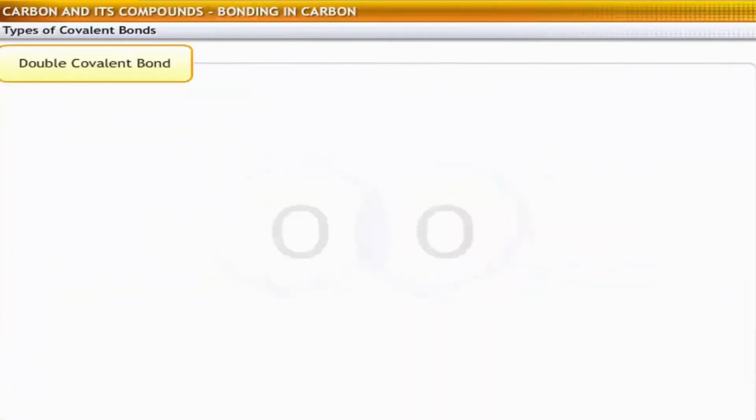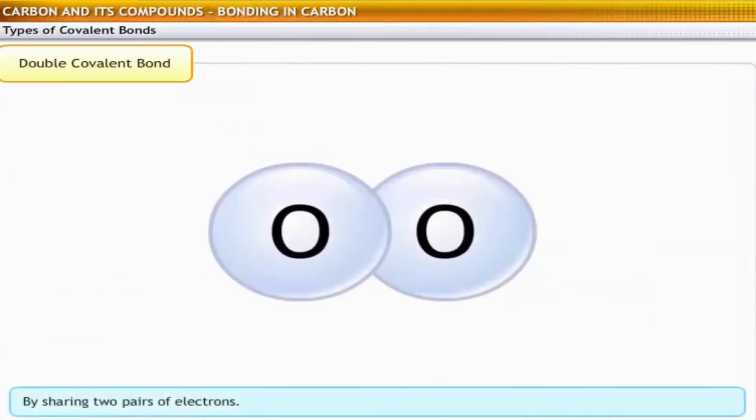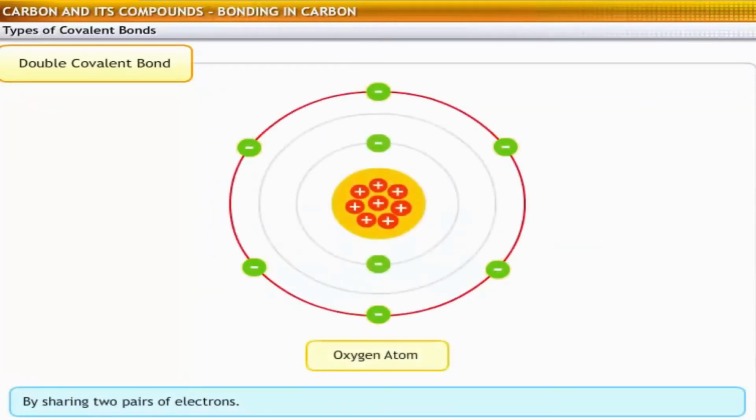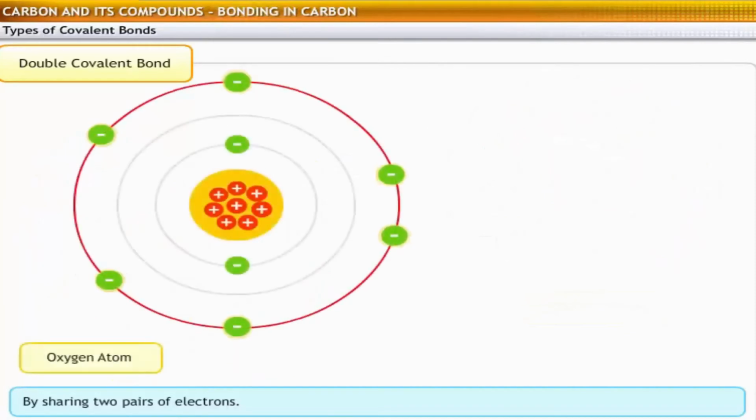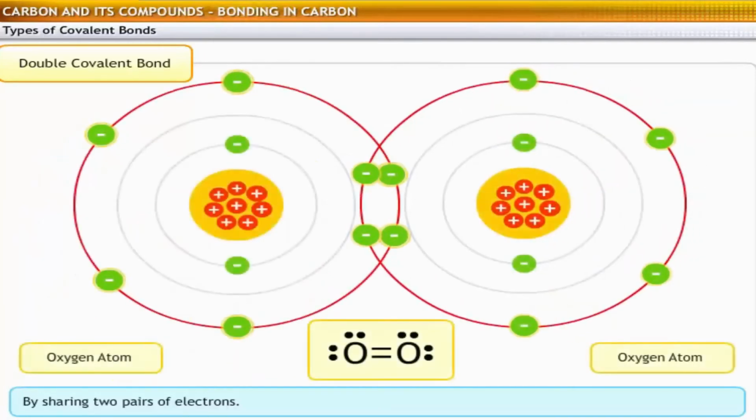Considering the example of oxygen, let's see the formation of a double covalent bond. The atomic number of oxygen is 8, and it requires 2 electrons to achieve the nearest stable inert gas configuration, which is neon. To achieve this, 2 oxygen atoms contribute 2 unpaired electrons to produce 2 bond pairs. Thus, they share these 2 electron pairs to form a double bond, or dicovalent bonds.